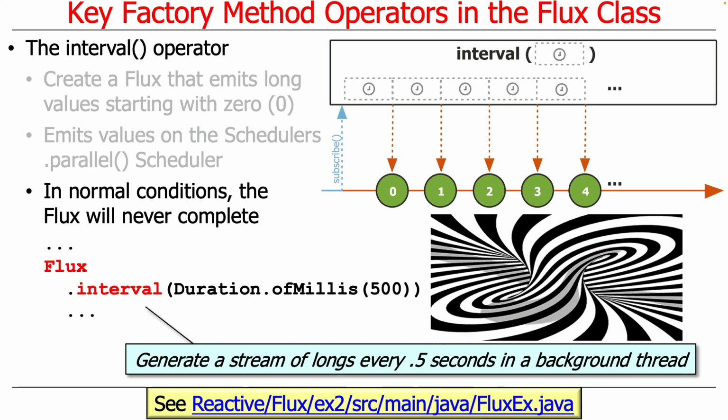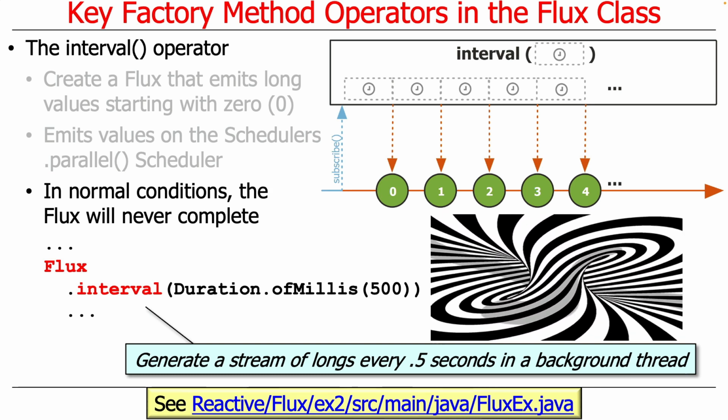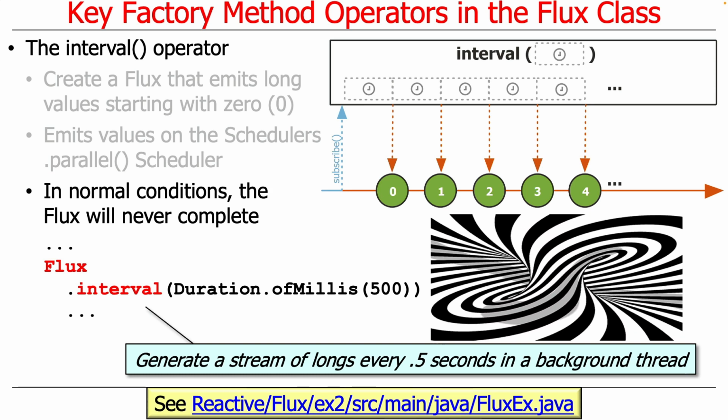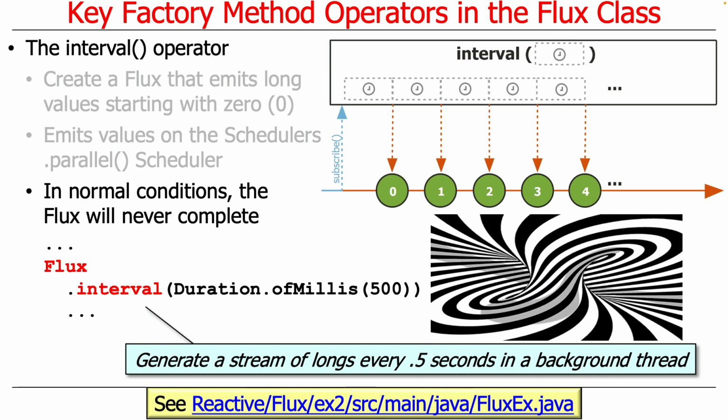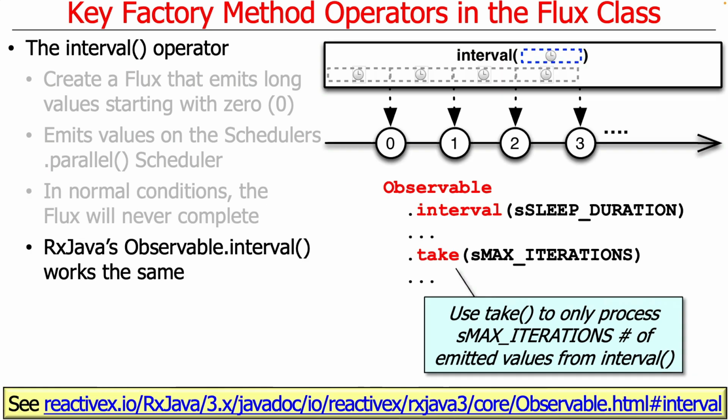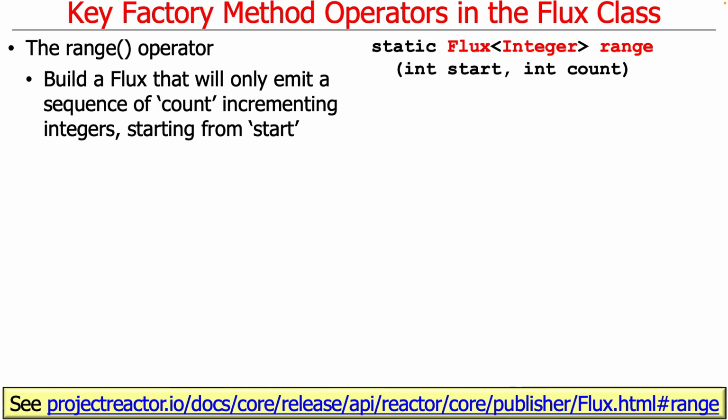Under normal conditions, the flux will never complete. It'll just generate these values from 0 up to whenever it wraps back around again, forever, in this case, every half a second. We don't normally want it to go on forever. Sometimes you do, but we don't in most cases. So we're going to use some kind of limit here to take only that many iterations. And we'll talk about the take operator and show how that works. RxJava has an interval operator that works exactly the same way with the same results. No surprise.